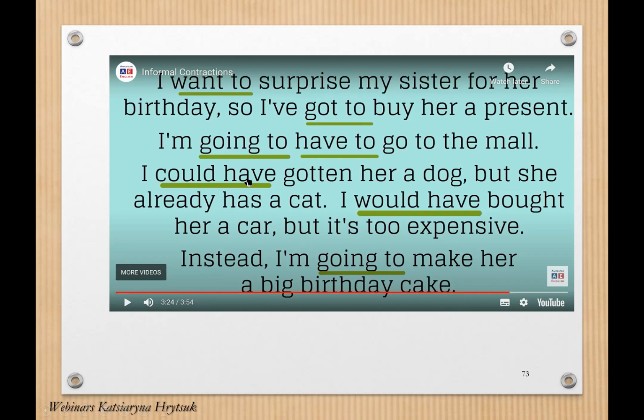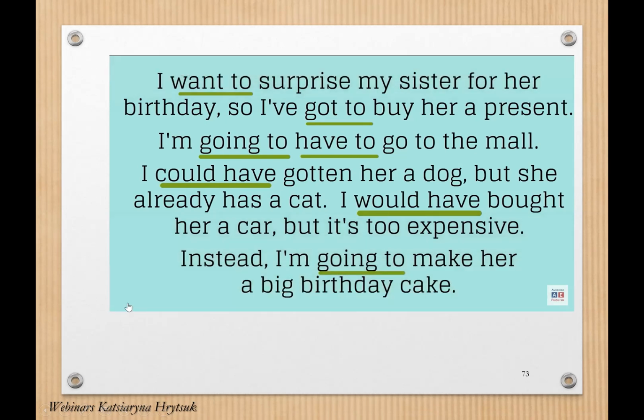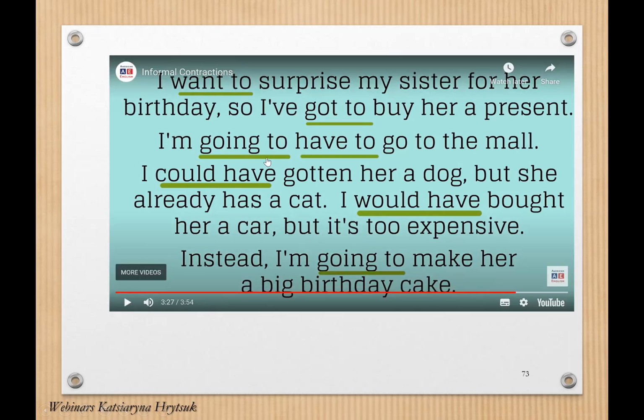We could have gotten her a dog, but she already has a cat. Okay, let's listen. How does it change? We couldn't have gotten her a dog, but she already has a cat. Yeah, couldn't've gotten her. You see how they connect all possible sounds together. Sophia, it's a difficult one, yes. Continue reading.